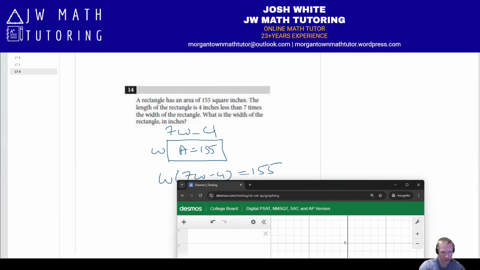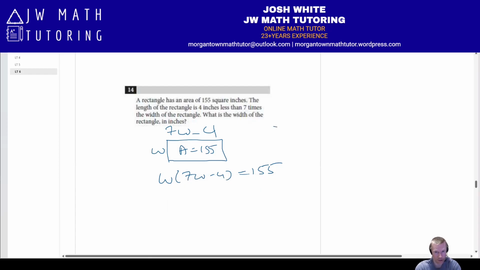I'm just going to type this equation in. So here's a couple things. First, if I want to just use W, then I'm going to use regression. And notice it gives me exactly W equals 5. That's it. That's my answer. That's what you would fill in.